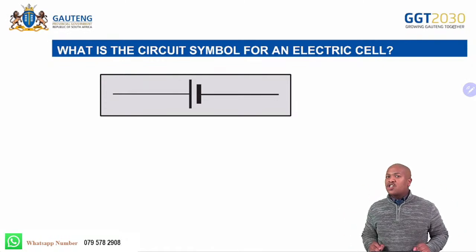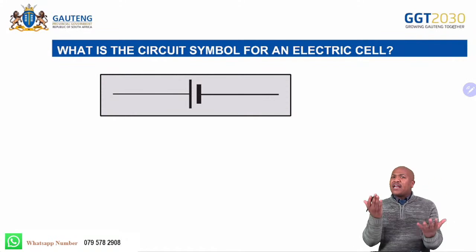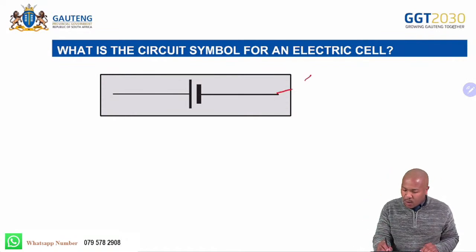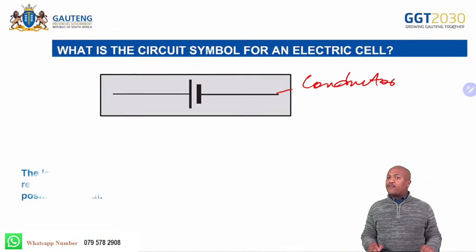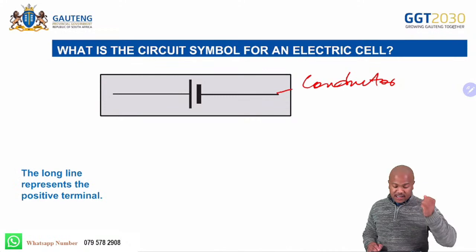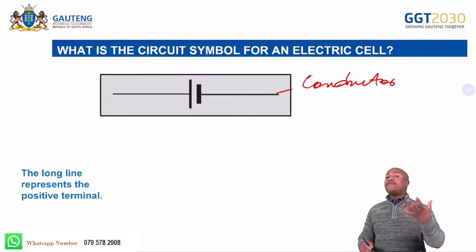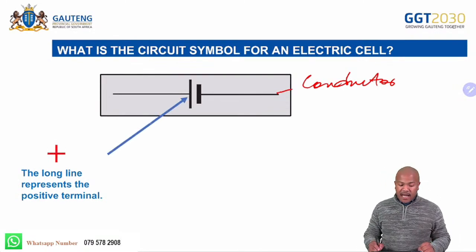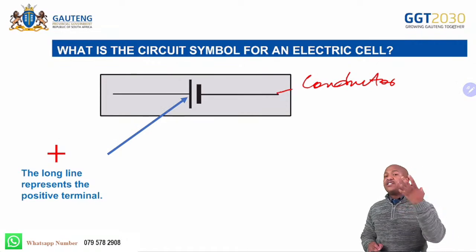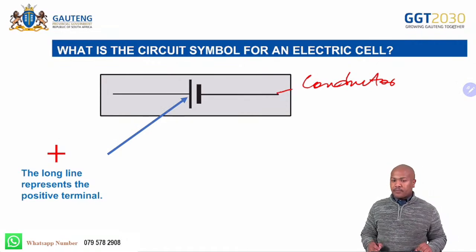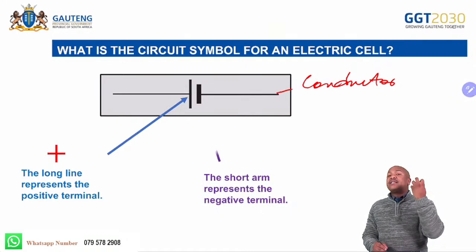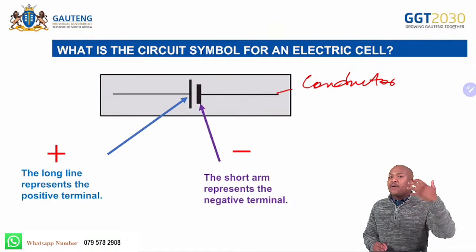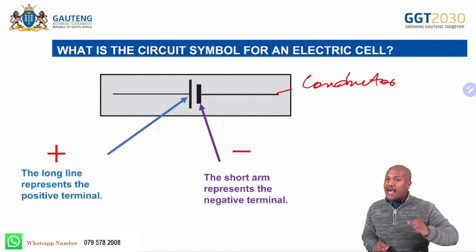Are we together? So what happens here? We see many lines, right? Yes, this one is our conductor. So what happens with the other two lines here? The other two lines stand for what? The long line stands for the positive terminal of the cell, whereas the short line or the short arm represents the negative terminal of the cell, right?